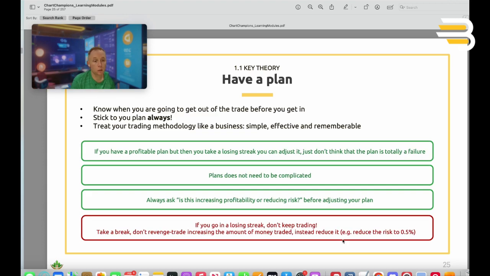Have a plan. Know you're going to get out of the trade before you get in it. Stick to your plan always. Treat your trading methodology like a business. Simple, effective, rememberable. If you have a profitable plan but then you take a losing streak, you can adjust it. Just don't think that plan is totally a failure. Plans do not need to be complicated. Always ask, is this increasing profitability or reducing risk before adjusting your plan?